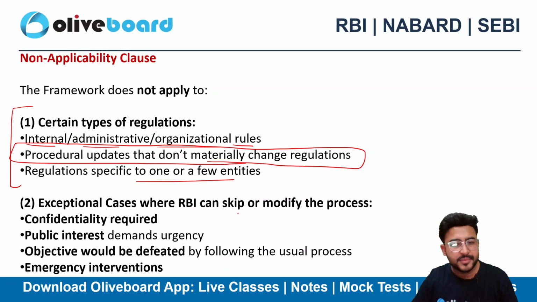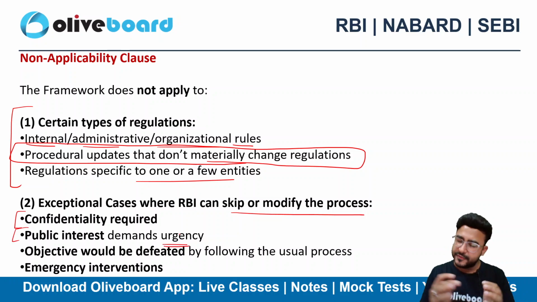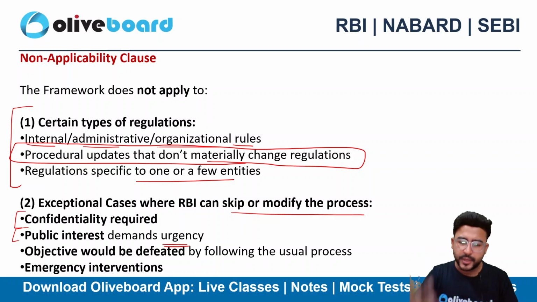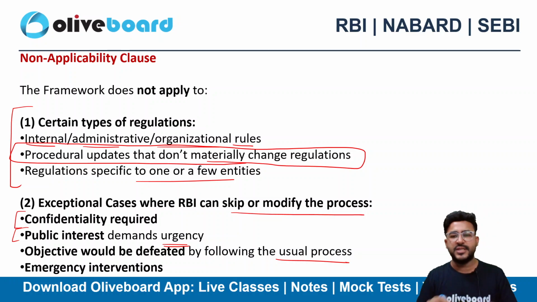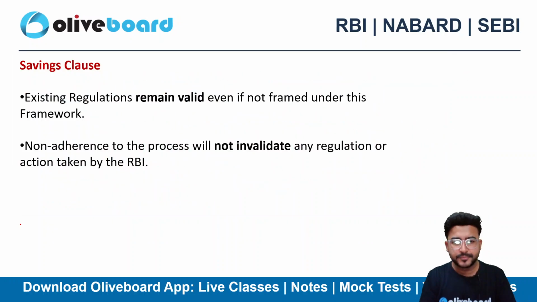Exceptional cases where RBI can skip or modify the process. If a high level of confidentiality is required, how can you publish in the public domain, right? If public interest demands urgency, then you can definitely skip it. That's an urgent matter, why take consultation? Do it first, right? The objective would be defeated if the usual process is followed, or in an emergency intervention. In all these cases, this 21 day consultation period is not at all applicable, okay?